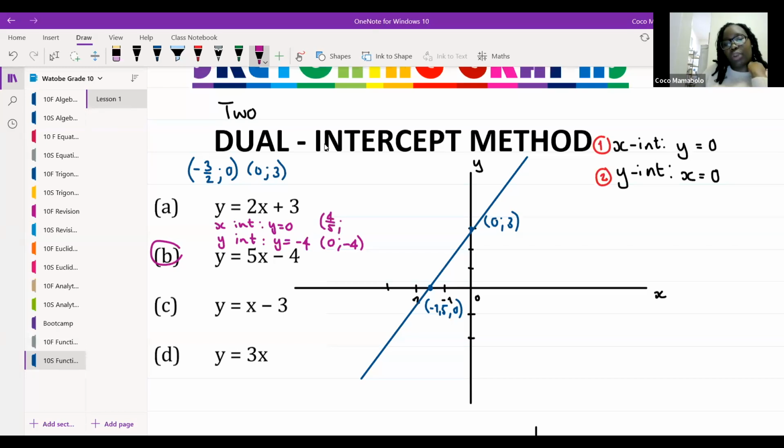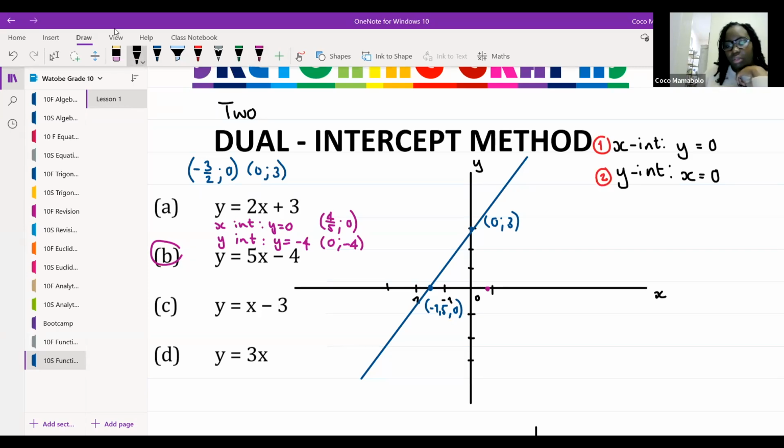And then what's our y value? Y is 0. And then we plot it. We just need to plot these, right? Yes, we just need to plot. So we're going to go to x is 4 over 5, which means it's on this side, and 0 there. And where is our y-intercept at?